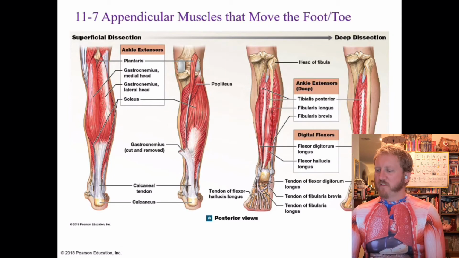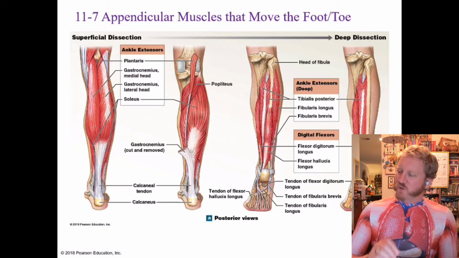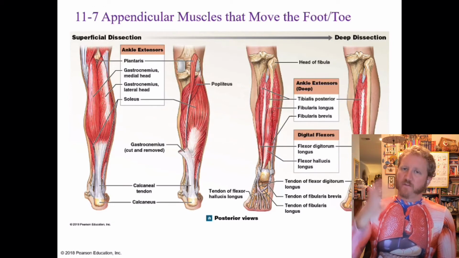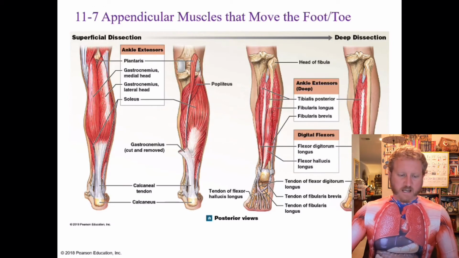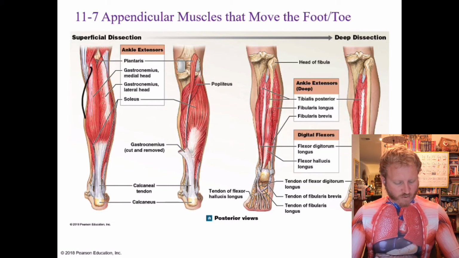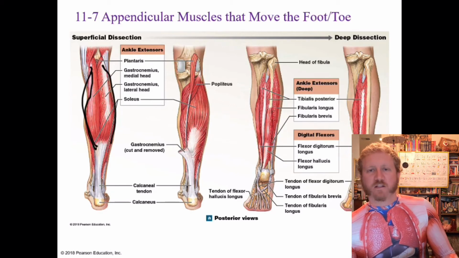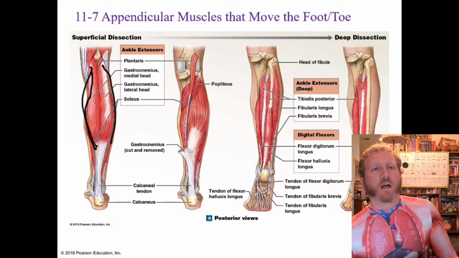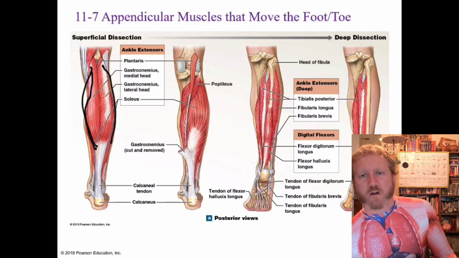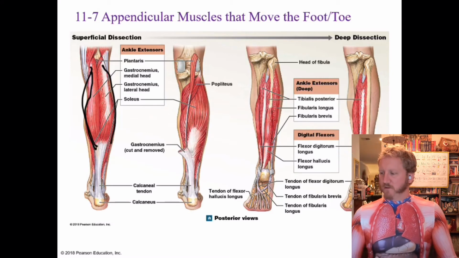Now we're going to extend the foot and the toes. Extrinsic muscles, so these are muscles that are outside of the foot that help move it, include the gastrocnemius, which is your calf muscle, back here in the back. Okay, so if you just go inferior to your knee and grab the meaty part of your calf, that is your gastrocnemius.